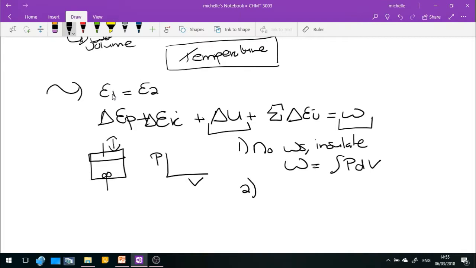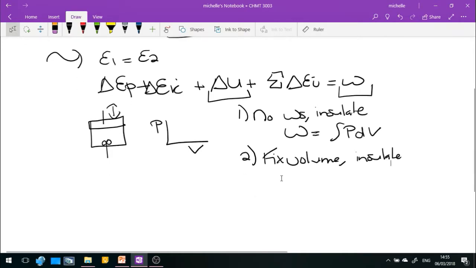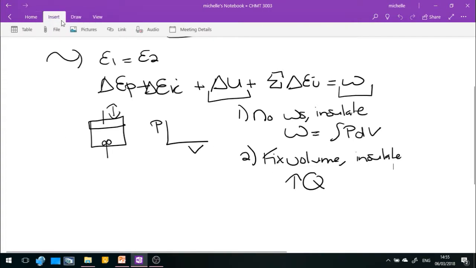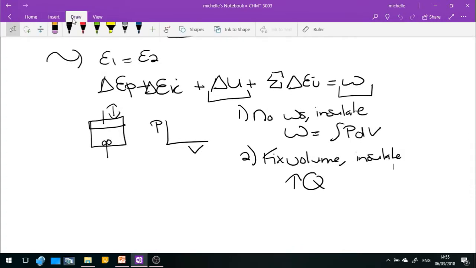But when you fix the volume and you insulate, Q equals 0, so what happens? You find that the temperature increases. Even though Q equals 0, the temperature increases. What that means is you didn't have a heater, but you had a stirrer on, so you're getting in shaft work, which the stirrer is putting in.